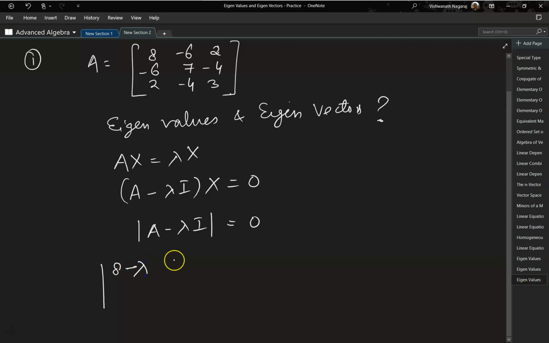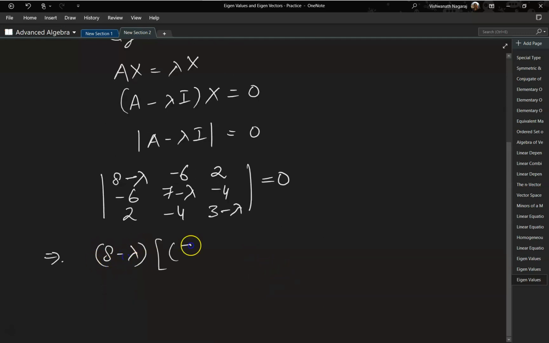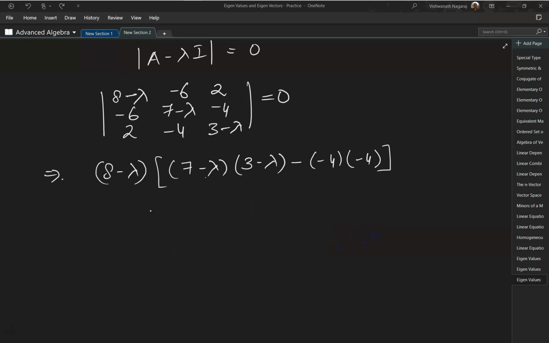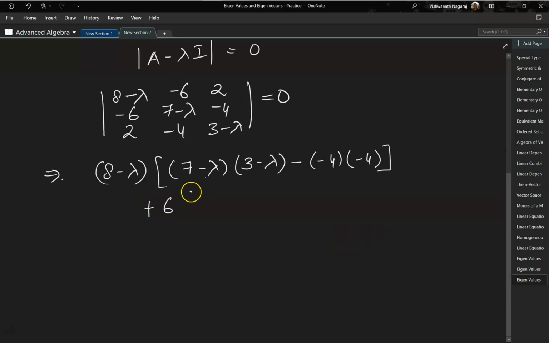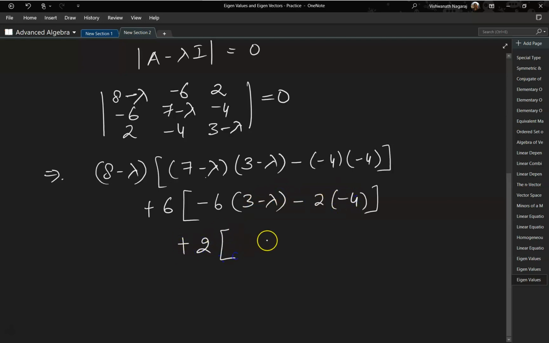So this would be the determinant of [8 - λ, -6, 2; -6, 7 - λ, -4; 2, -4, 3 - λ] equal to 0. This would be (8 - λ) times [(7 - λ)(3 - λ) - 4 times 4], now minus into minus, plus 6 times [-6(3 - λ) - (2)(-4)], then plus 2 times [(-6)(-4) - 2(7 - λ)] equal to 0.